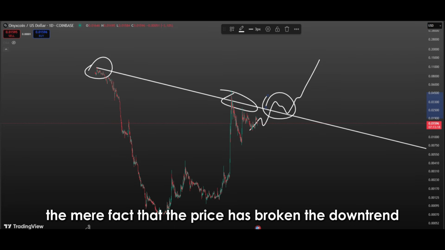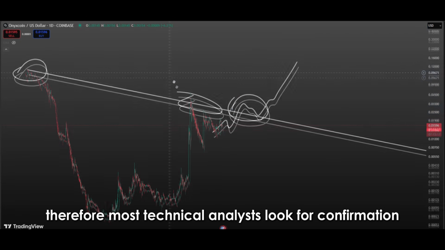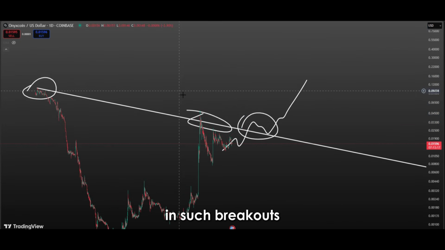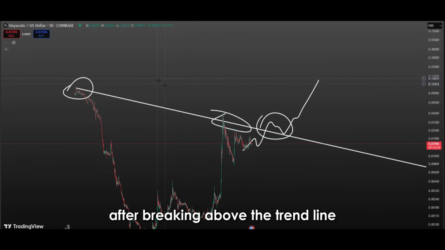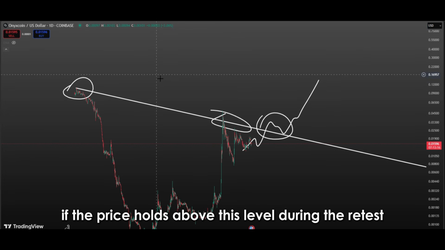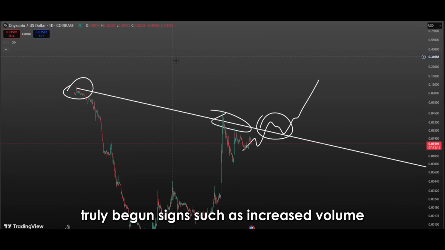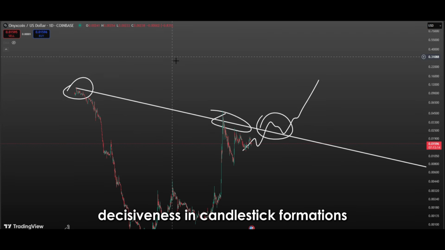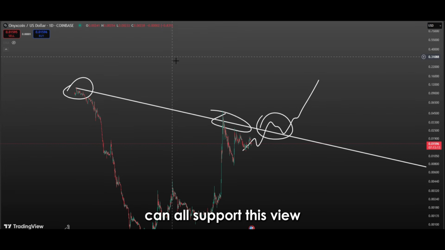The mere fact that the price has broken the downtrend line may not be sufficient on its own. Therefore, most technical analysts look for confirmation in such breakouts. Confirmation usually comes when the price, after breaking above the trend line, returns to test this level, a process called a retest. If the price holds above this level during the retest, there is a stronger conviction that the uptrend has truly begun. Signs such as increased volume during the retest, decisiveness in candlestick formations, especially high-volume green candles, and upward breaks in momentum indicators like the RSI can all support this view.